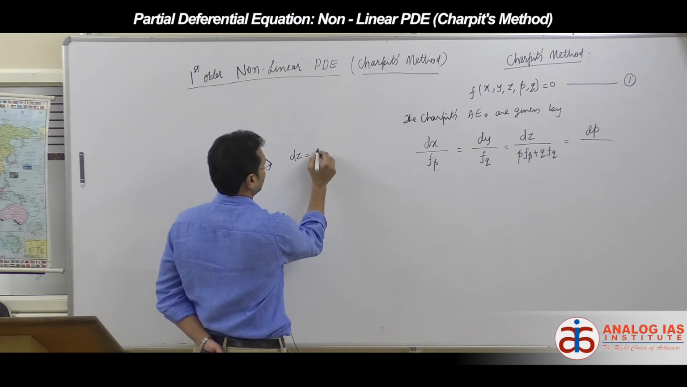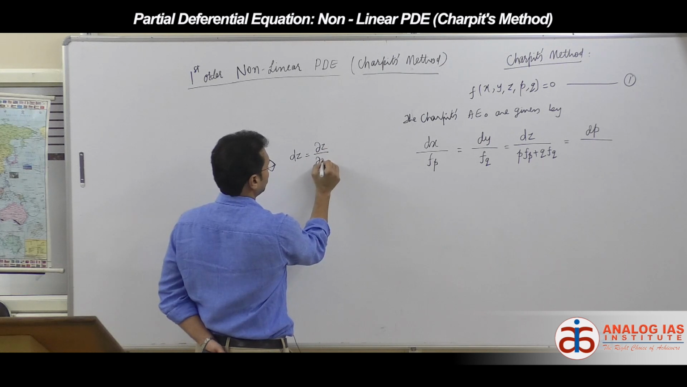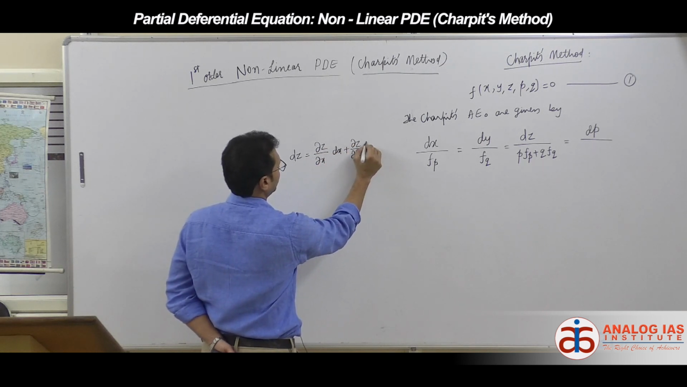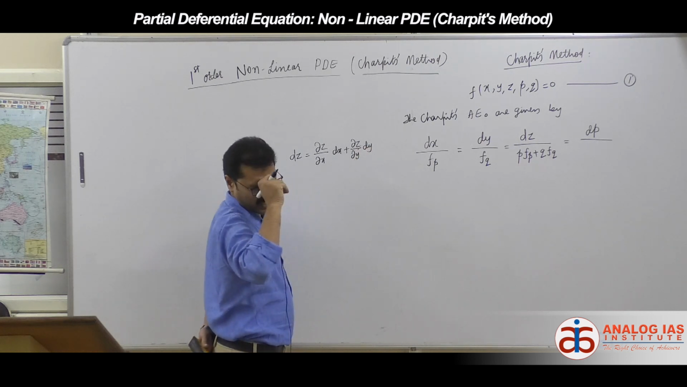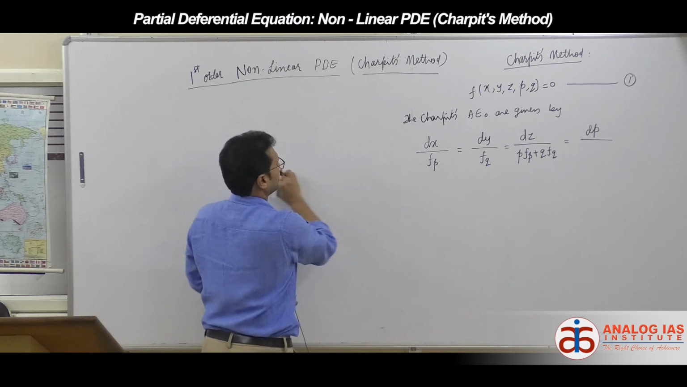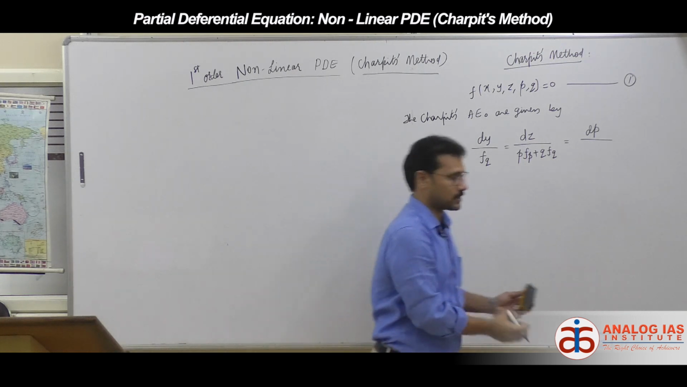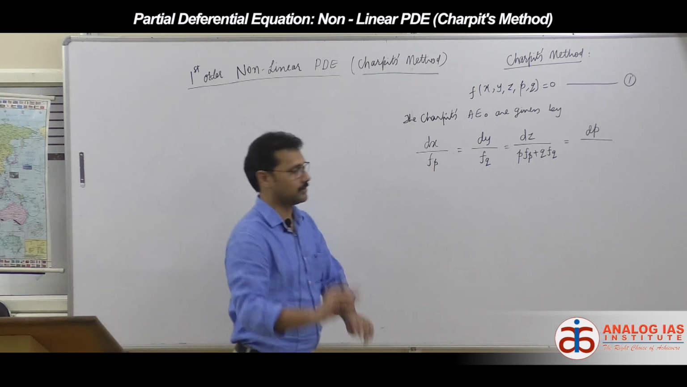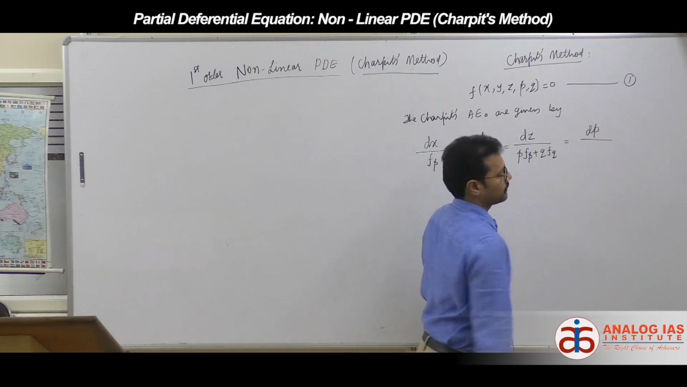dz equal to dou z by dou x dx plus dou z by dou y dy. Anyway, I will discuss this. If it is in the standard form of Lagrange's, these three look like Lagrange's only. How? I will show you later. Let me complete this first.